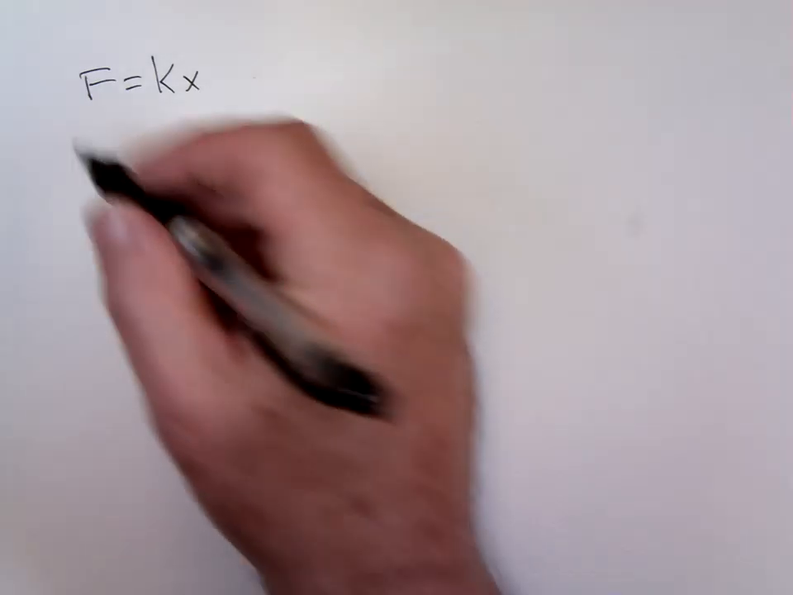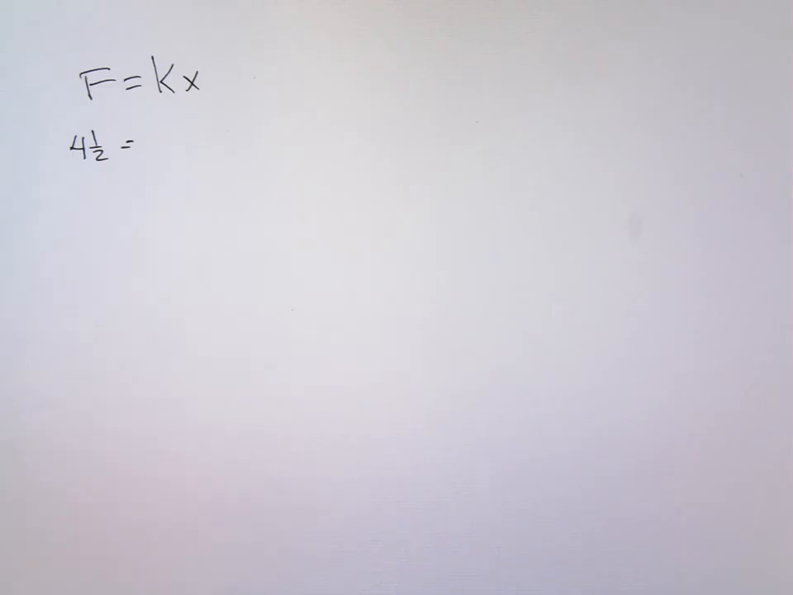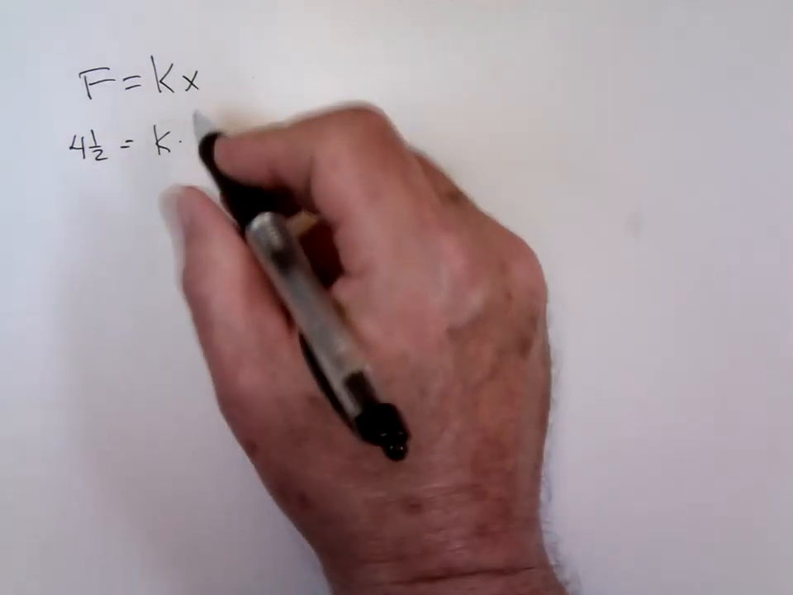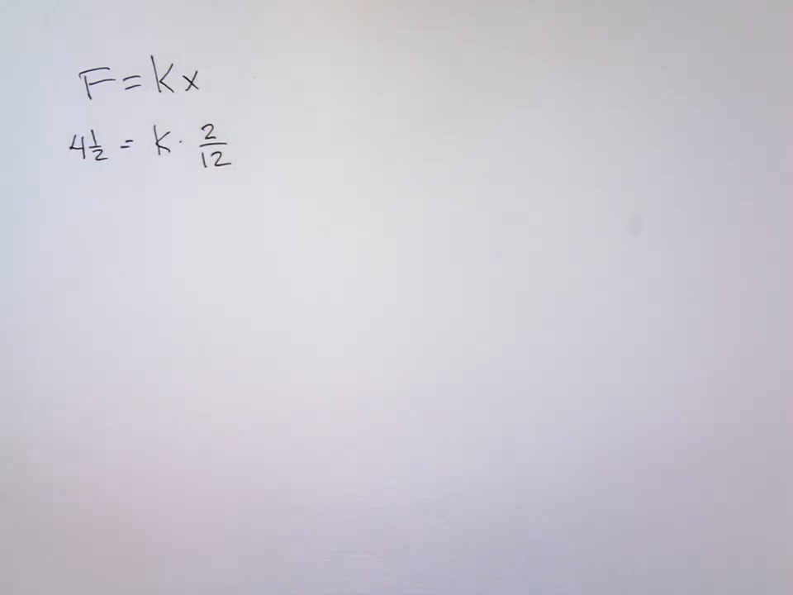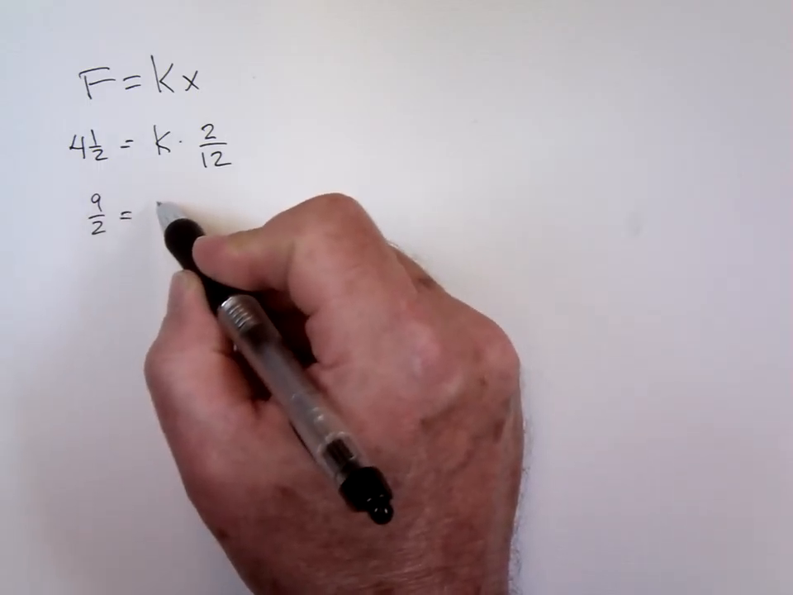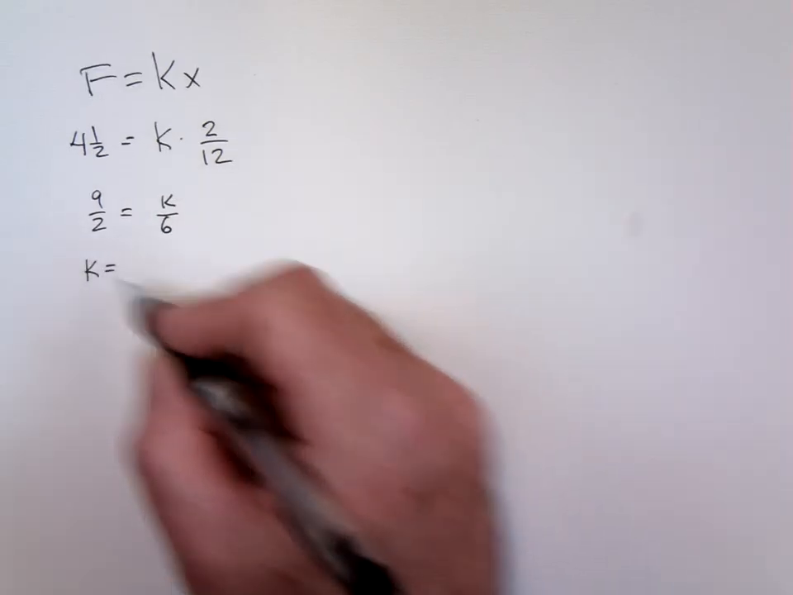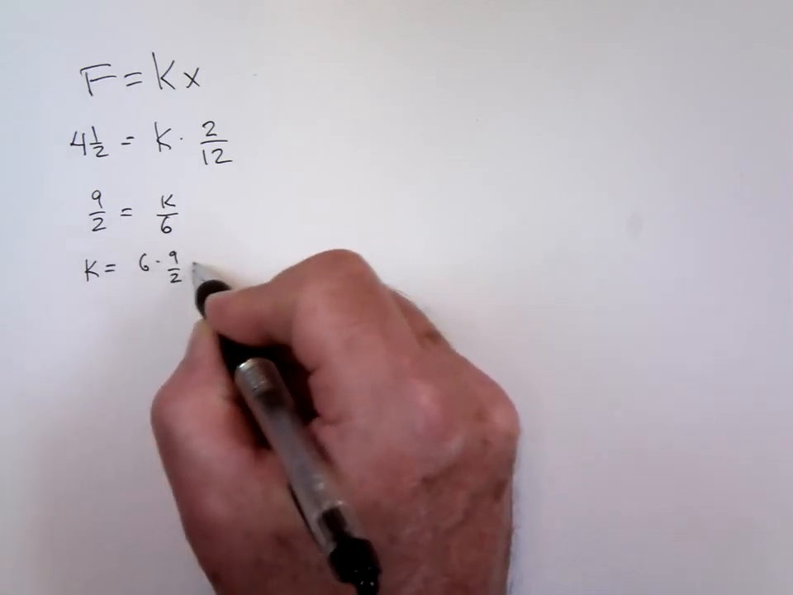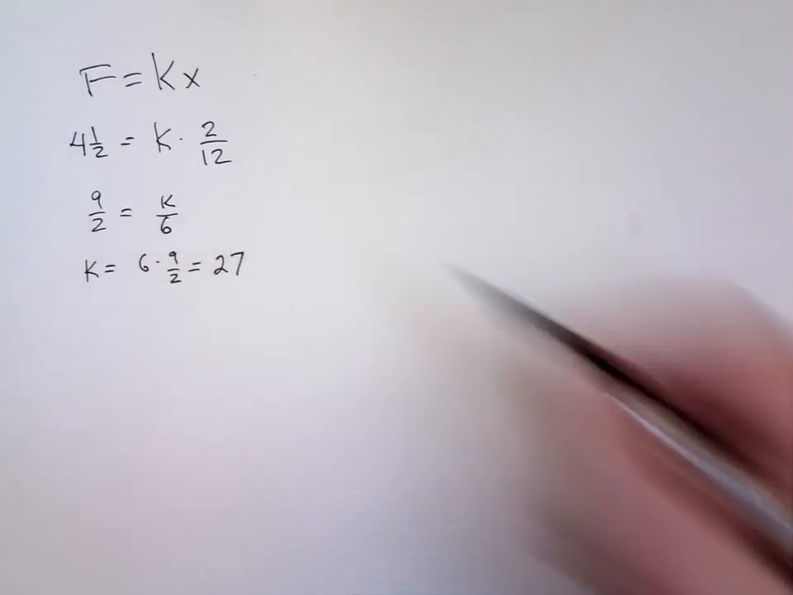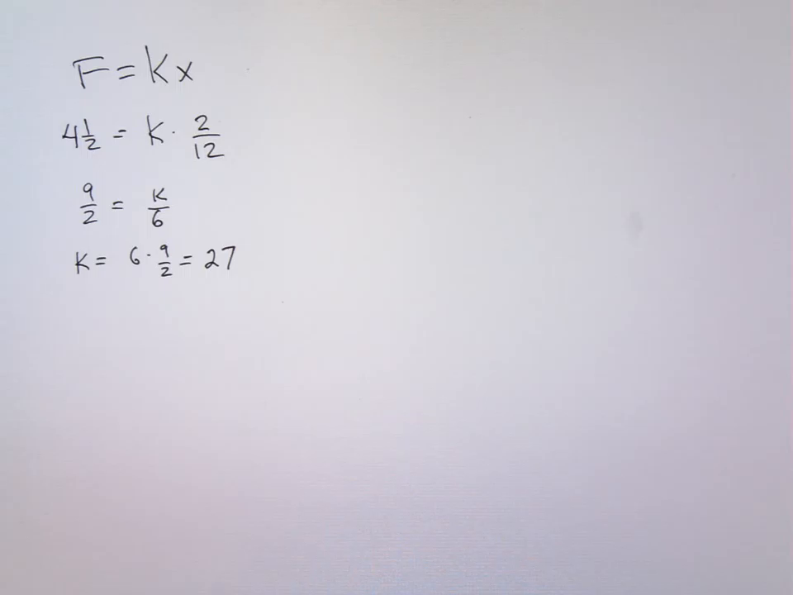4.5 foot-pounds of work. 2 inches, well, that's 2/12 of a foot. So we get 9/2 is equal to 1/6 k, k over 6. So multiply by 6. So k is equal to 6 times the 9/2. That goes in there 3. That's 27. At least this k comes out to be an integer anyways. That's k. Find the work required to compress the spring an additional 1/2 inch.